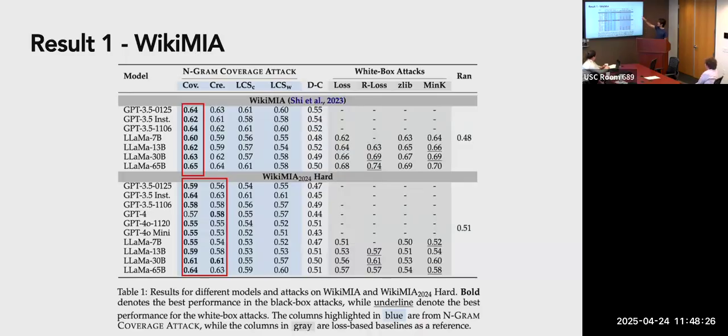I should say the baselines are the loss-based method I mentioned, reference loss, zlib, which is grounding with the size of the file, and then min-k. And then random is a random baseline. You just assign it an arbitrary score. So I'll show you one more table, and then I'll go into the takeaways behind these two tables in a more structured format.